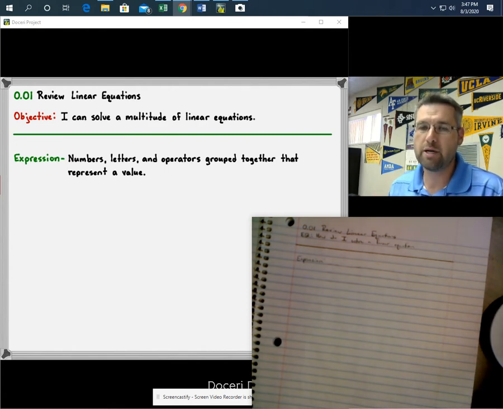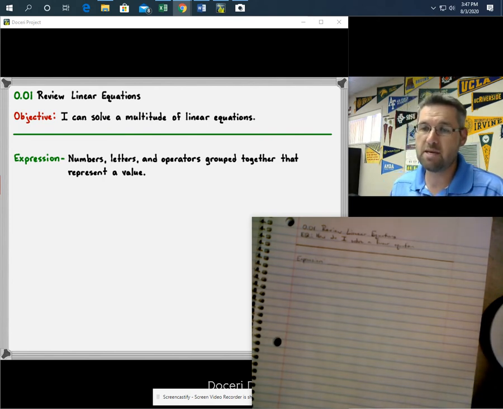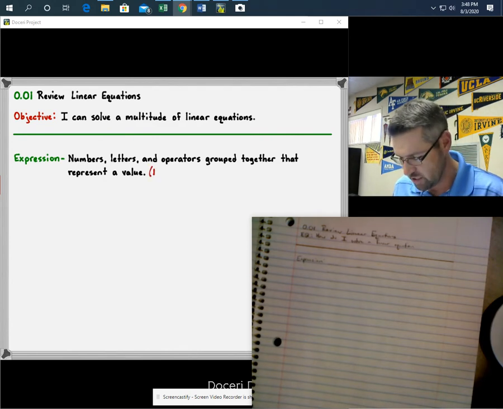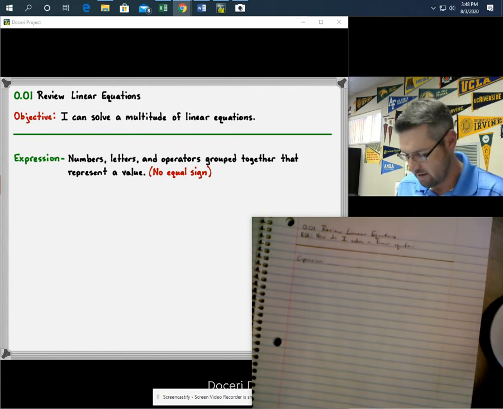These are all operators. Numbers and letters are mixed together in these things, and ultimately this represents some sort of value, whatever it might be. It might be the cost of your electric bill or your cell phone bill. It might be how many bags of dirt you need to fill up a bucket. There might be a whole multitude of interpretations or meanings behind these expressions, but that's all an expression is. And so notice that an expression does not have an equal sign to it. It just represents a value.